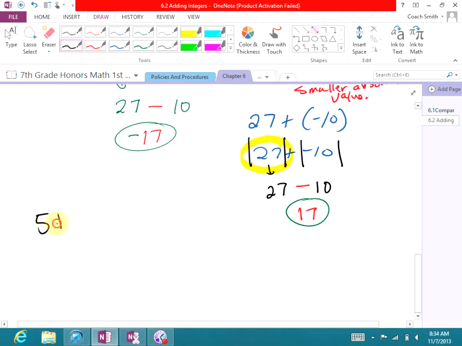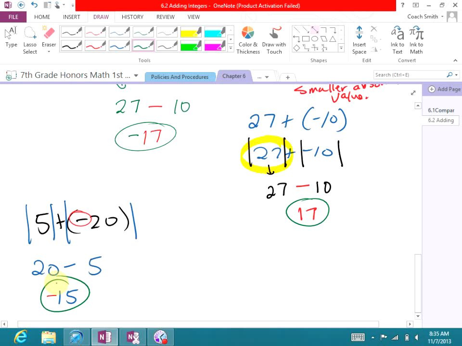Let's say I had 5 plus negative 20. Once again, they'll separate it like that in the book. Well, I've got to take the absolute value of 5 and the absolute value of negative 20. Absolute value of 5 is 5. The absolute value of negative 20 is 20. And I subtract them. 20 minus 5 is what? 15. The larger absolute value is the negative. So I'm going to put a negative sign with my answer. So the answer is negative 15.